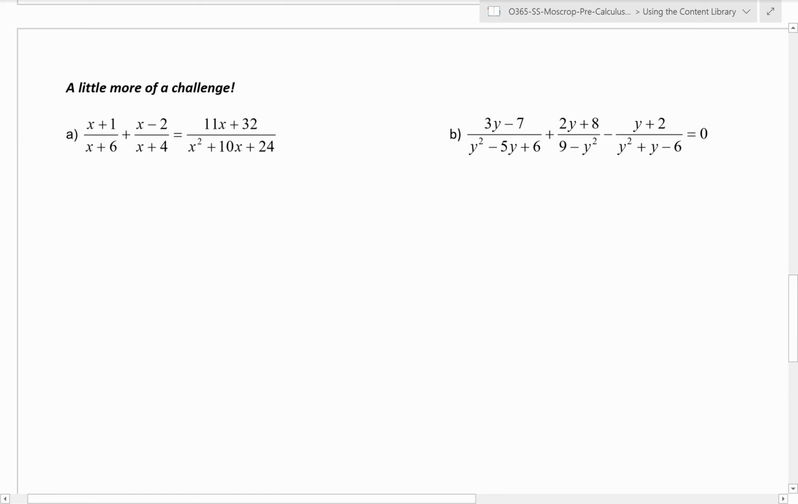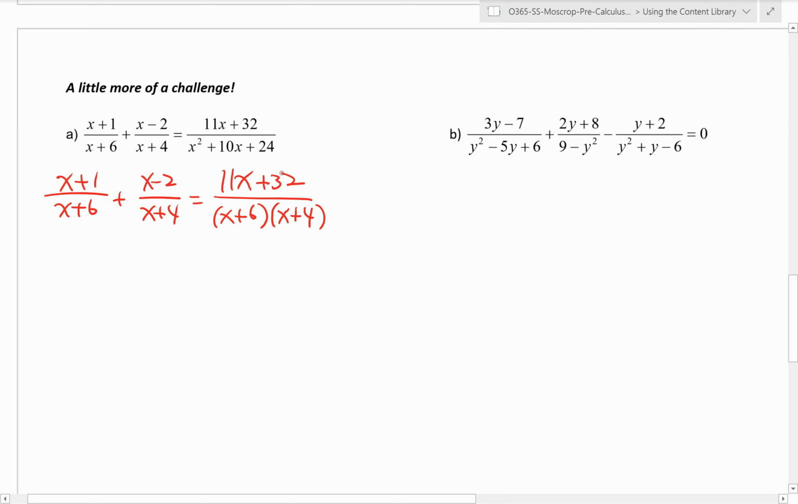All right, I'll do one for you, and then I'll let you try the other one yourself. It's really the same thing, okay? It just looks longer. First step, always factor if possible, and definitely we can factor the last fraction over there. This is going to be x plus 6 times x plus 4. You still have the 11x plus 32 over there.